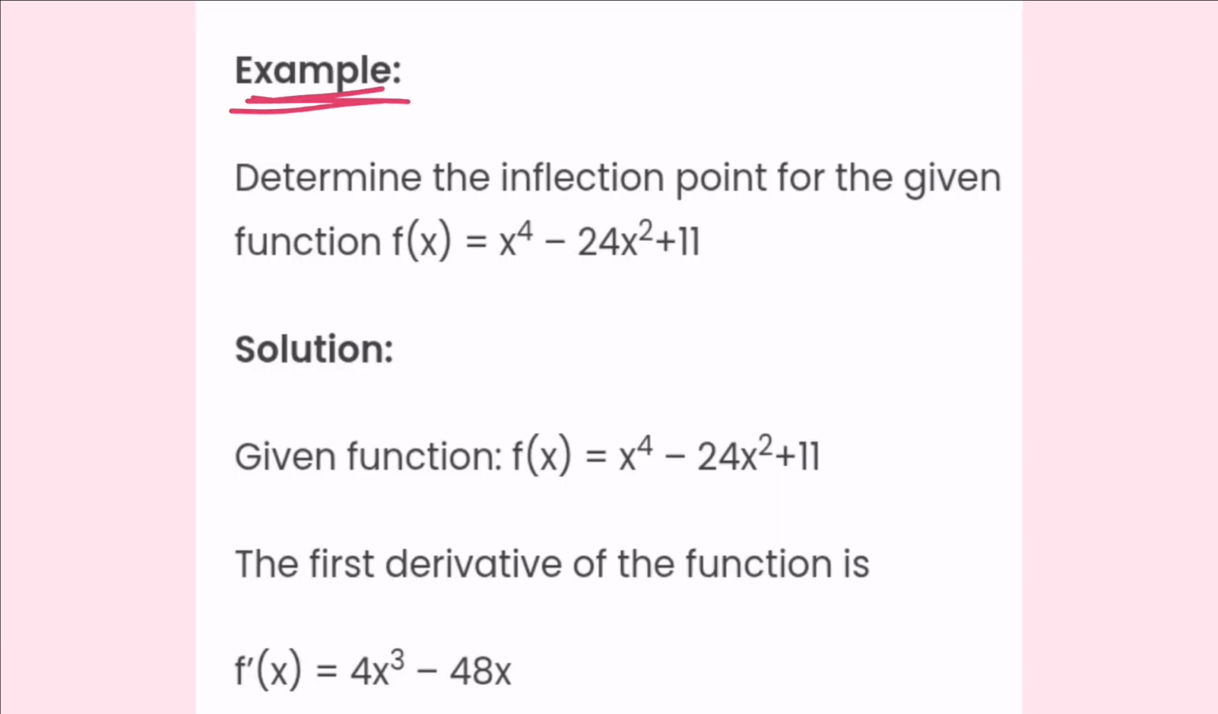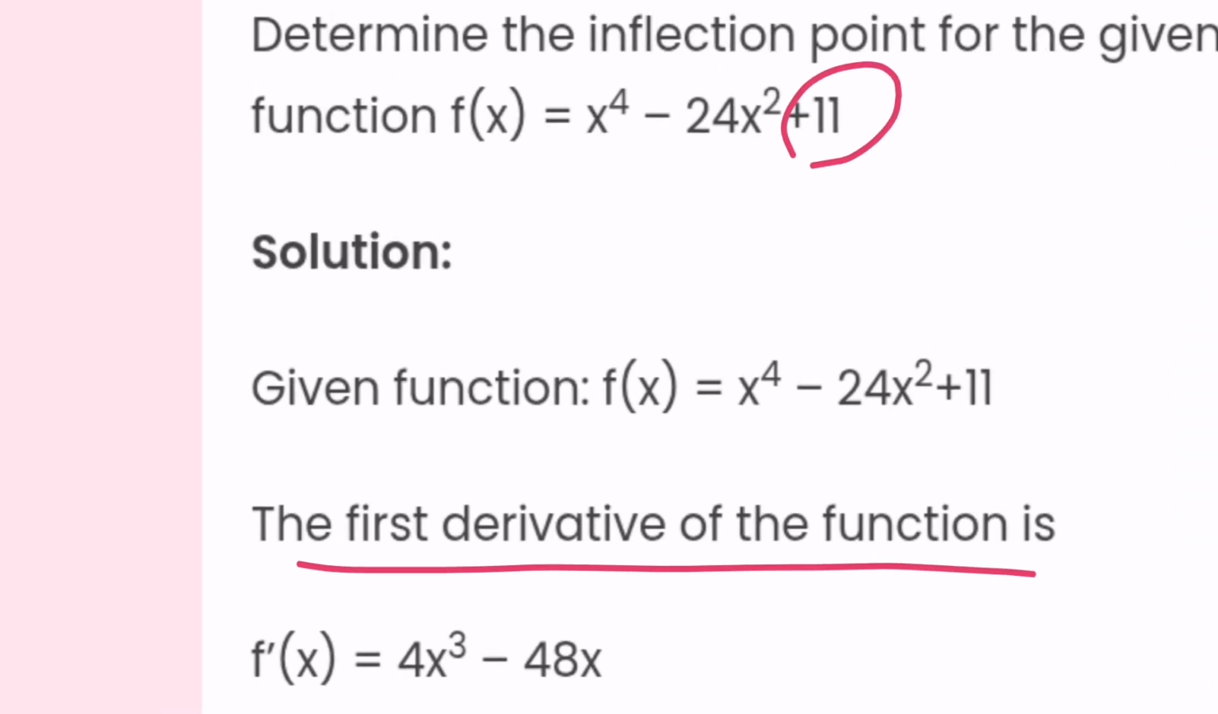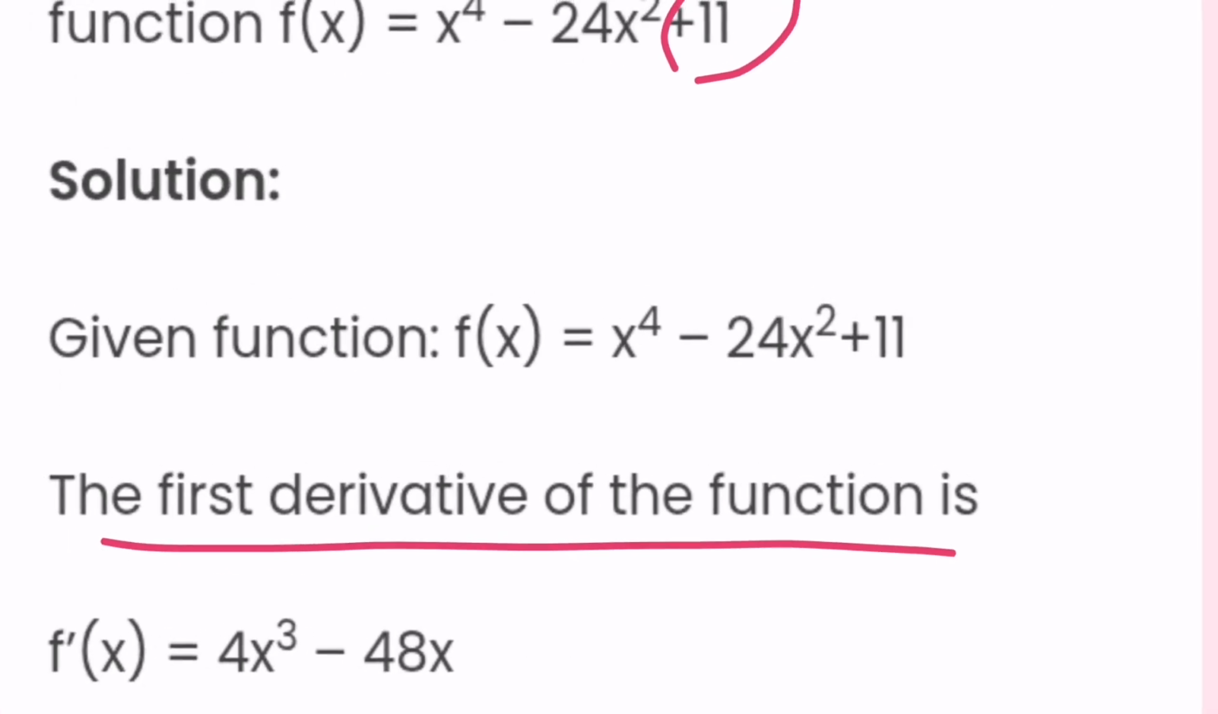Example: determine the inflection point for the given function f of x is equal to x power 4 minus 24 x square plus 11. For the given function f of x, the first derivative of the function is equal to 4x cube minus 48x.